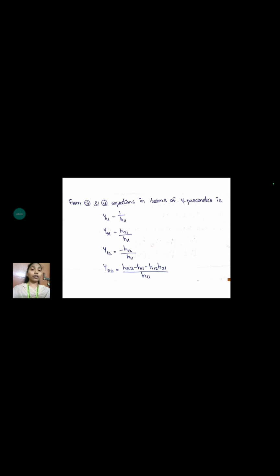Now we have to compare equations 3 and 4 with the equations in terms of Y parameters, where Y11 is equal to 1 by h11, Y21 is equal to h21 by h11, Y12 is equal to minus of h12 by h11, and Y22 is equal to (h22 h11 minus h12 h21) by h11.